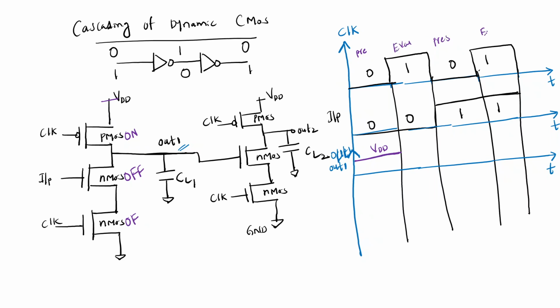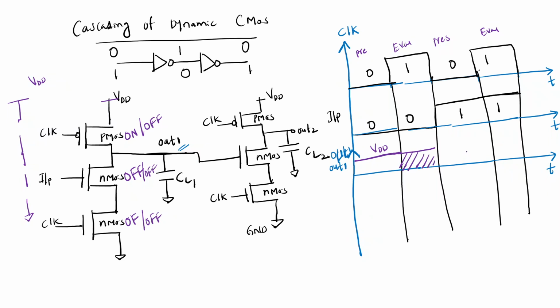When the clock is 0 you have the prescale mode, and when the clock equals 1 you have the evaluation mode. When the clock is 1, the PMOS will be off, and the input is 0, so the input NMOS is also off. As the capacitor is already charged to VDD, there is an open circuit, so it stays at VDD but in a high impedance state.